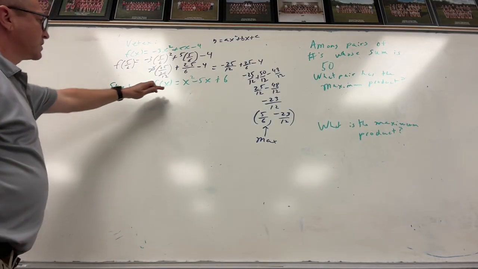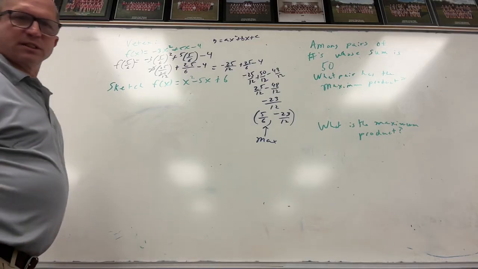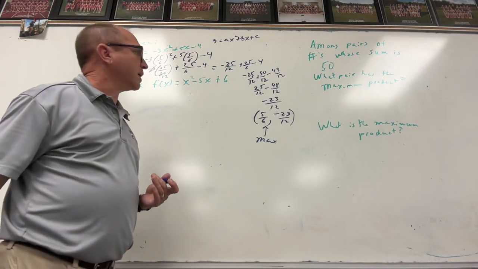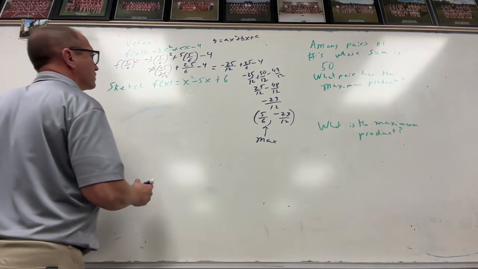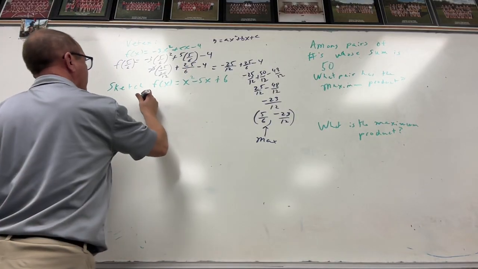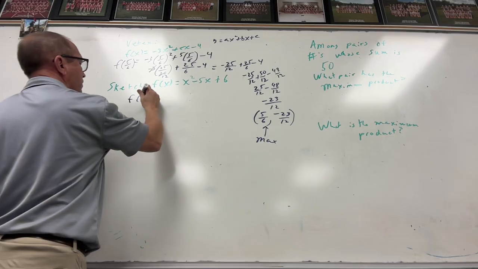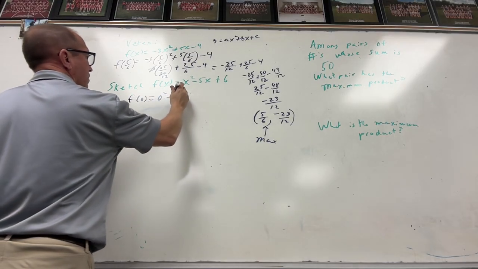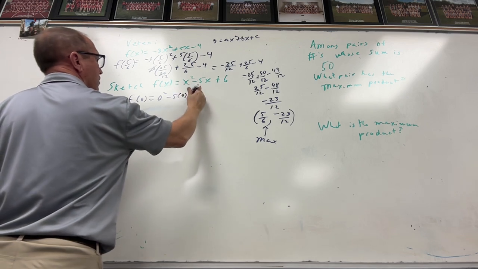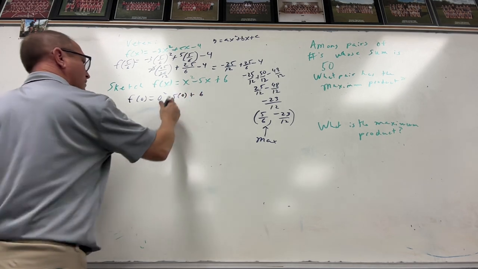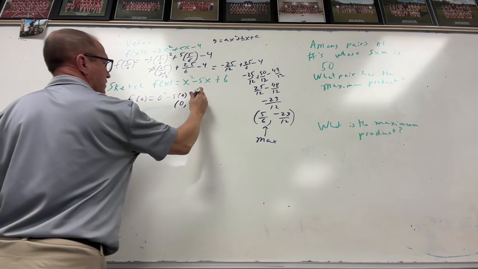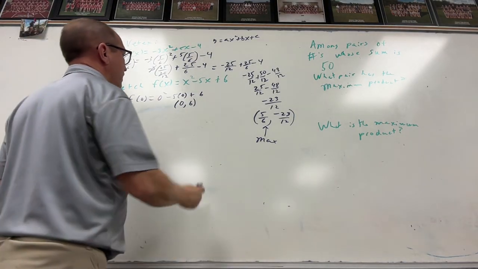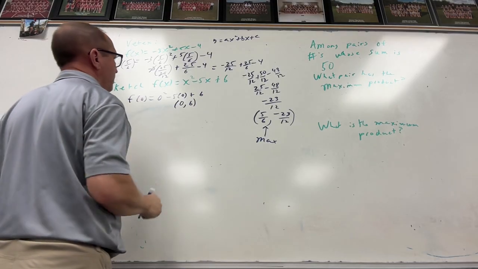So we're going to get to sketch this graph right here. I'm going to sketch this graph by finding the vertex and also any intercepts. So the first intercept I'm going to find is just f of 0. f of 0 would be 0 squared minus 5 times 0 plus 6. So I get the point 0, 6, over 0 and up 6. This would be your y-intercept.